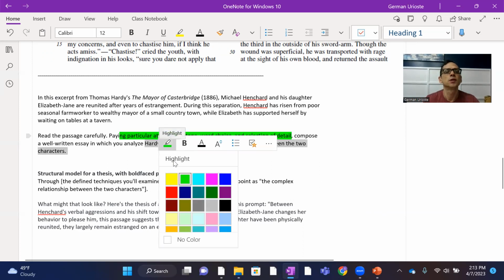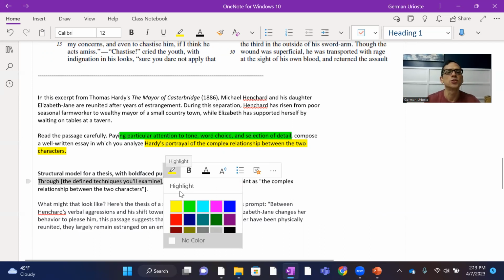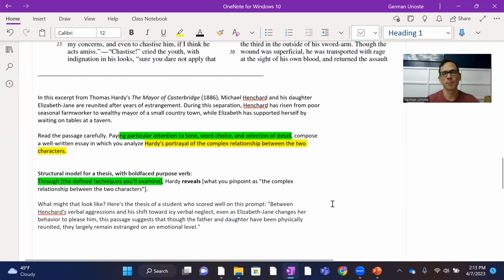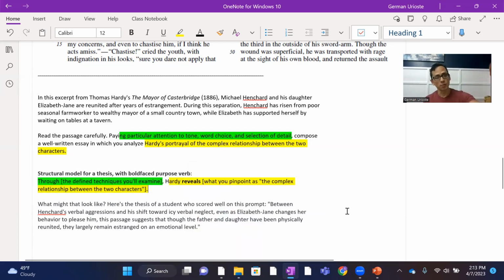Here is the prompt, right? Hardy's portrayal of the complex relationship between the two characters, right? So notice again that you're finding that word complex. It's a complex relationship. There's nothing simple about it, right? So let's take a look again. Structural model, we've done this before. You're trying to pinpoint the elements that you want to examine and how those elements reveal a claim. Through these elements, Hardy reveals, suggests, etc. Whatever it is you pinpoint as a complex relationship between the two characters, right?